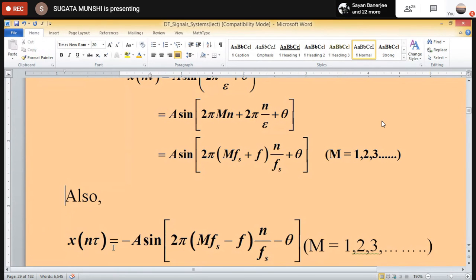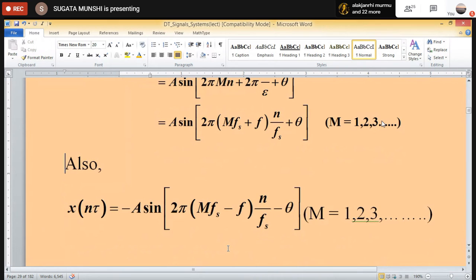x and tau can also be written as minus a sine twice pi (m fs minus f) times n by fs minus theta, m having values of 1, 2, 3, etc. These frequencies are also greater than the frequency small f. So here there is no question of aliasing. f doesn't fold back into a lower frequency.